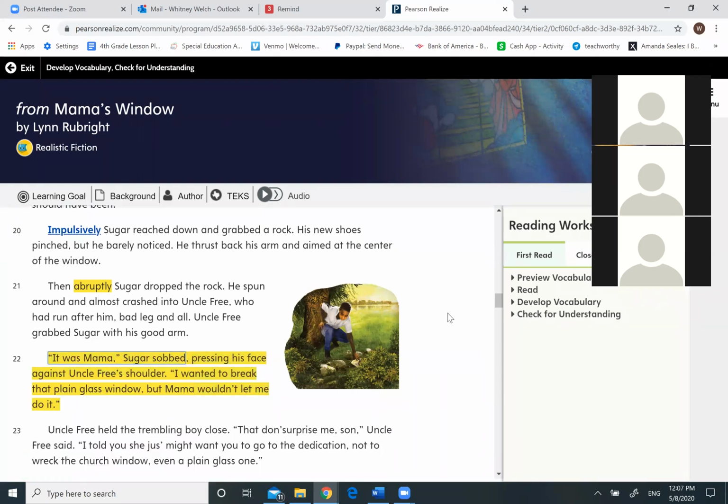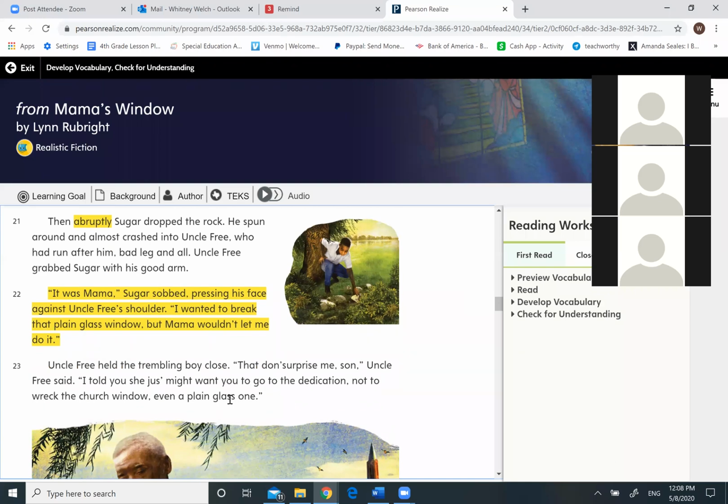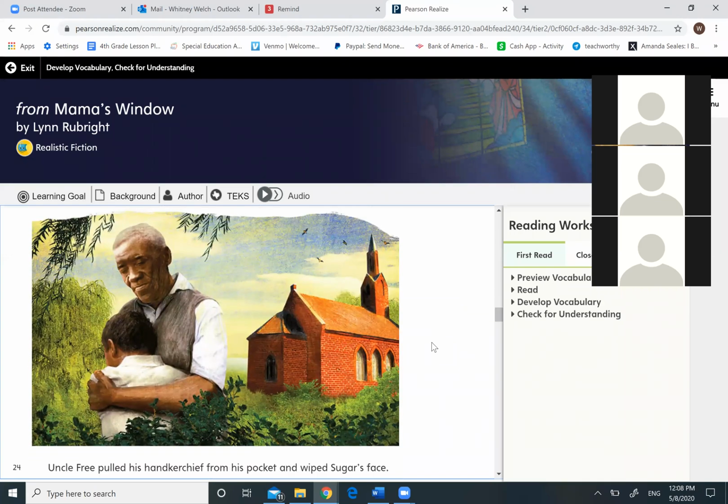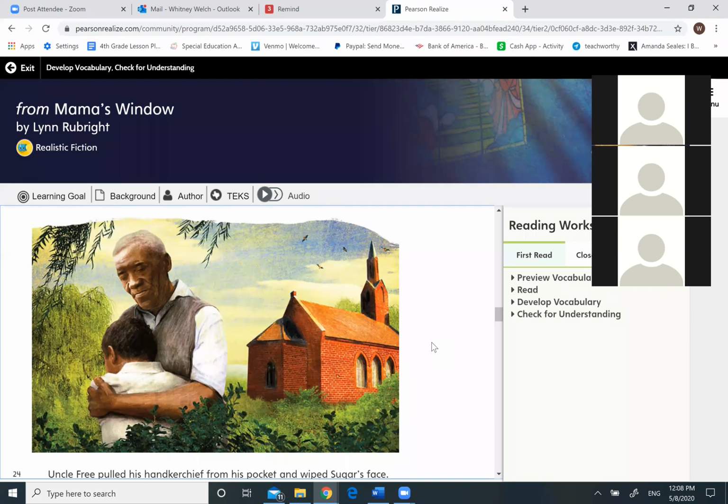What do you think is happening here? We know his mom is not living, but why do you think he said those words? Because he misses his mom. He misses his mom, and he could be thinking, Mama would not want me to do this. So thinking about her made him realize this is something she would not want him to do. So he abruptly dropped the rock. And then as he drops it, he turns and is embraced by his uncle. Notice the picture here. Uncle Free is trying to console Sugar, make him feel better, and let him know everything is okay, right?